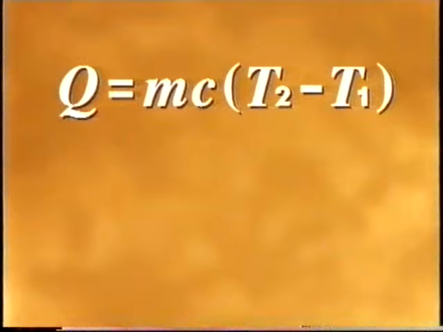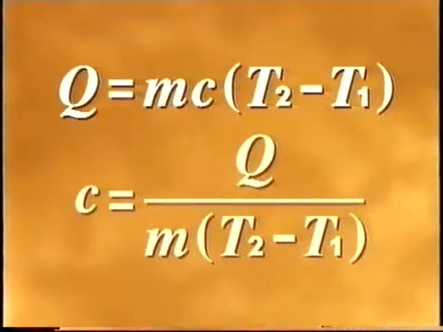The specific heat capacity of a substance is given by the heat equation. Q is heat energy added to the substance. M is the mass of the substance. C, its specific heat capacity. T1, the initial temperature. T2, the final temperature. So T2 minus T1 is the change in temperature. Rearrange this equation to make C the subject.